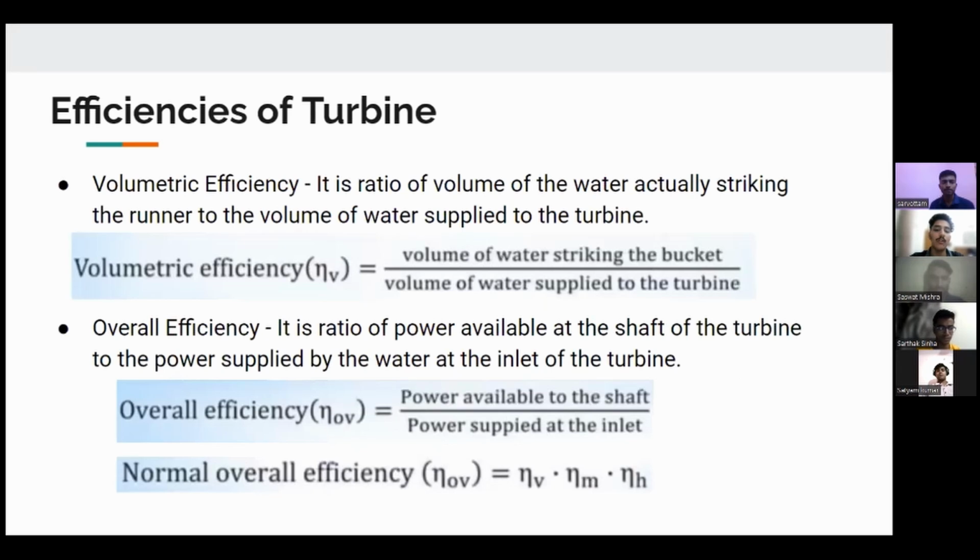The third one is the volumetric efficiency. Basically, it is the ratio of the volume of water striking the runner of a turbine to the volume of water supplied to the turbine. And the last one is overall efficiency. It is defined as the ratio of power available at the shaft of the turbine to the power supplied by the water at the inlet of the turbine. Next slide.